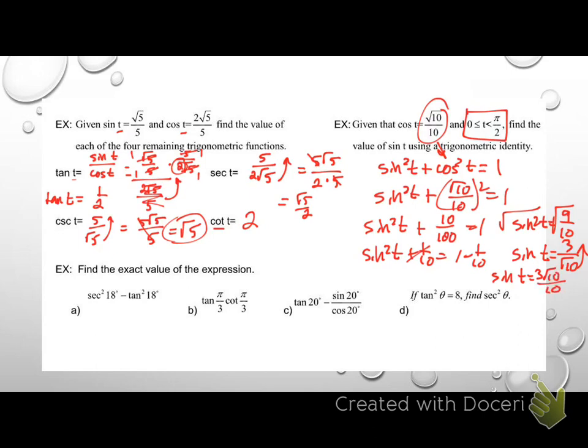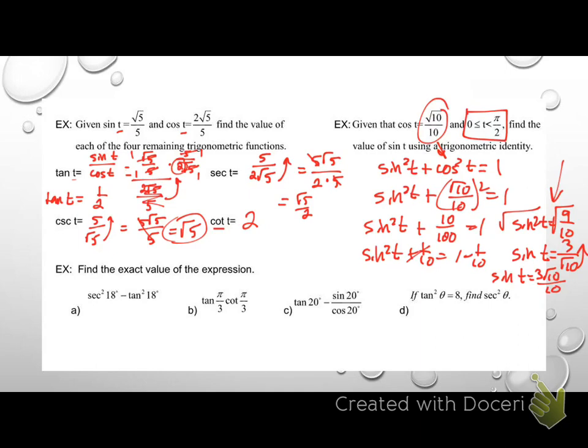Now, we have to go back to where we square rooted right here. And remember in Algebra 2 class, you talked about if you square root in an equation to solve it, then you need to include the possibility of your result being positive or negative. It can be plus or minus, right?